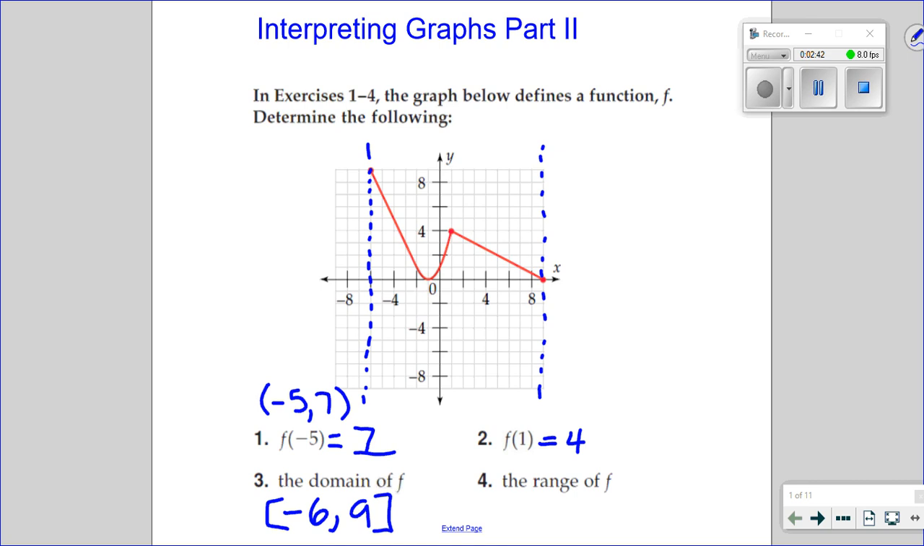And I'm using brackets because there are closed circles at the end of the graph. There's a closed circle on the left end and a closed circle on the right end. Just to throw in some different possibilities, let's say for this graph that this had been an open circle instead of a closed circle. Then when I find the domain, I would use parentheses on the -6, comma, 9, and still a bracket on the 9 because of the closed circle.